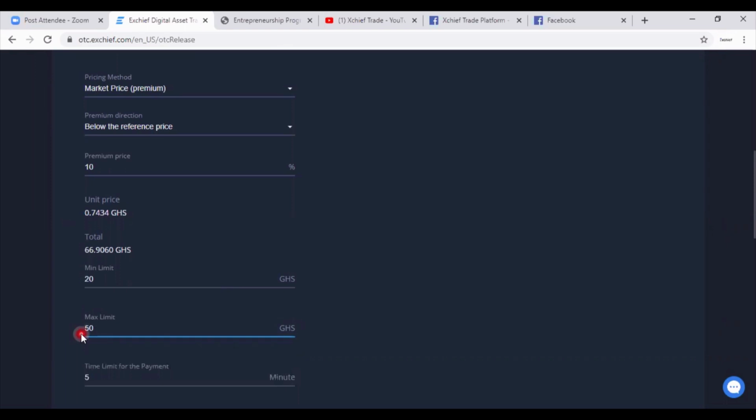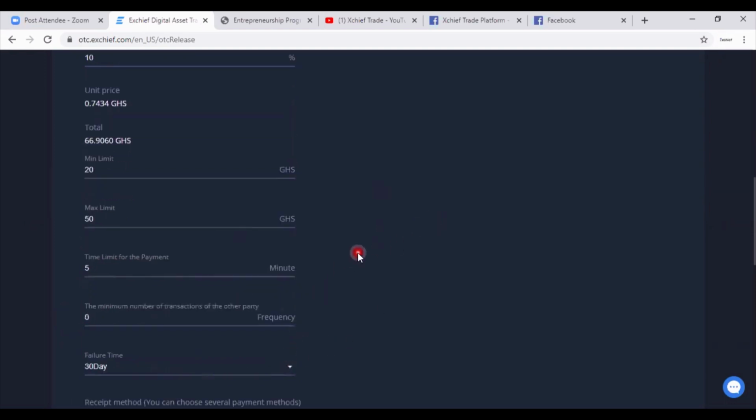So if this is, say, 70, you can do 70 and see the feedback it's going to give you. Realize that when you put 70, it gives you this feedback. It says the maximum limit cannot be greater than the total amount. And that just simply means that the amount you are putting on here is greater than the maximum amount you are expecting after your ad is honored. So make sure that the amount you put on here is lesser than the total amount you're expecting. And that is how to handle these two columns over here.